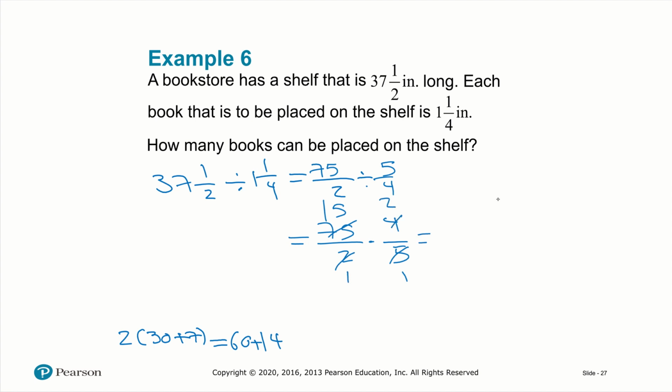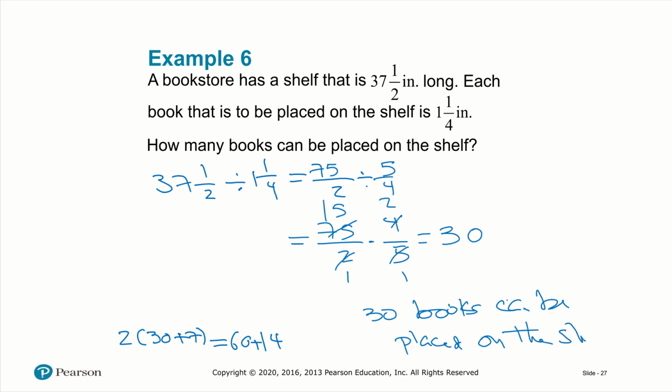So we end up with what? With 30. So we can fit 30 books. So 30 books can be placed on the shelf. Of course, we can also give the lazy answer without having to repeat what they have asked, and they say how many books can be placed on the shelf. You can just say what? 30.